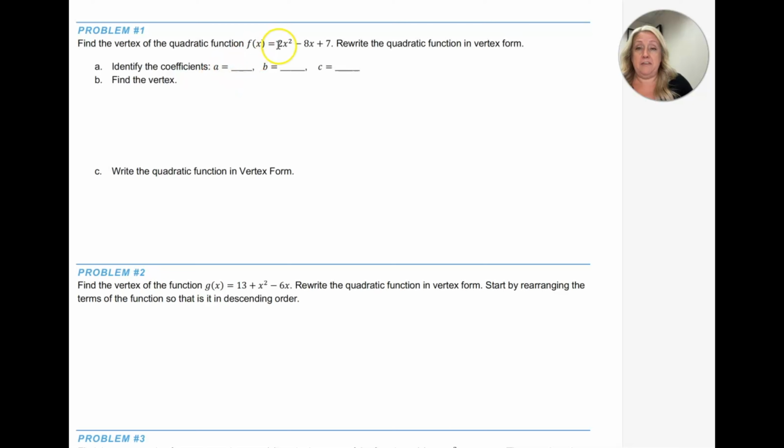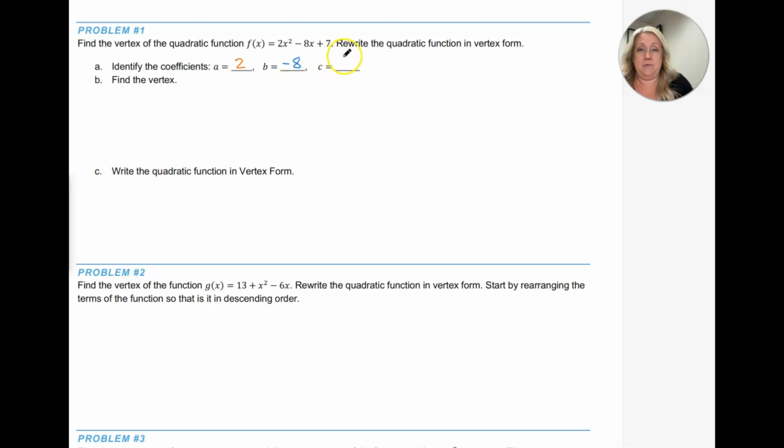So remember, our a value is in front of our x squared term. So we're going to say a equals 2. b is in front of our x term, and so we're going to say b equals negative 8. Make sure whatever sign is with it, you put in that value, right? It comes along with it. Don't leave it behind. And then our c value is going to be that 7, that constant term.